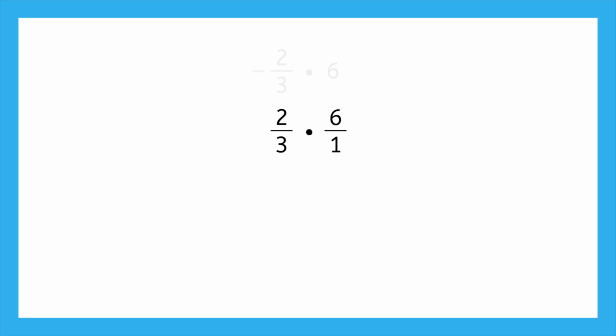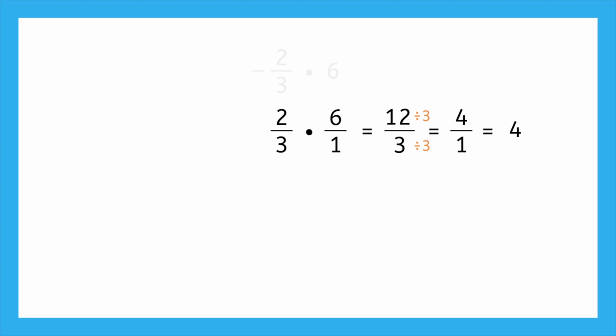All right, check your work. First, multiply the numerators. 2 times 6 is 12. Next, multiply the denominators. 3 times 1 is 3. The result is 12/3. Can we simplify this answer? Yes, 12 and 3 have a common factor of 3, so we'll divide the numerator and denominator by 3, which gives us 4/1, which is 4.